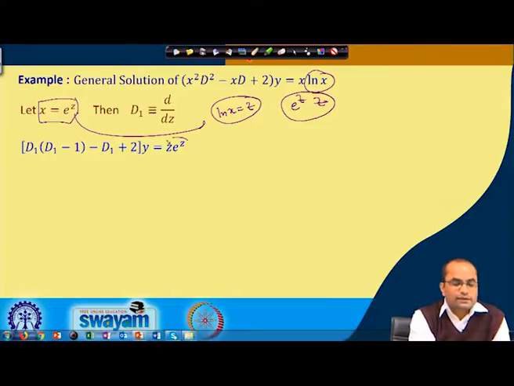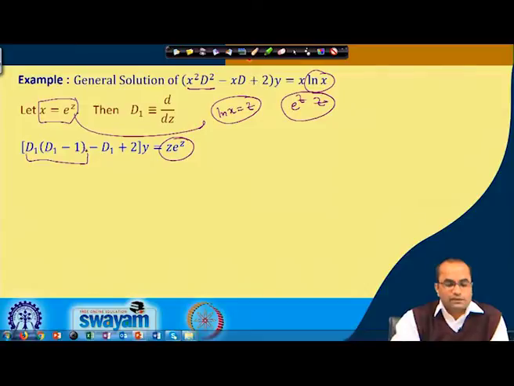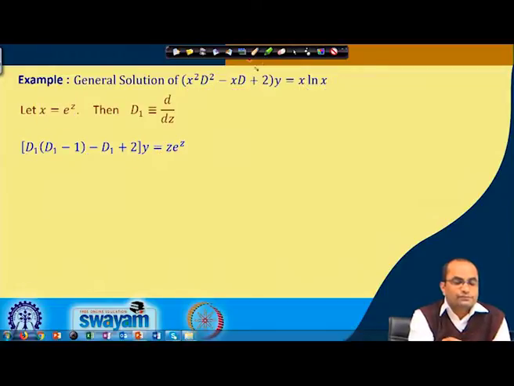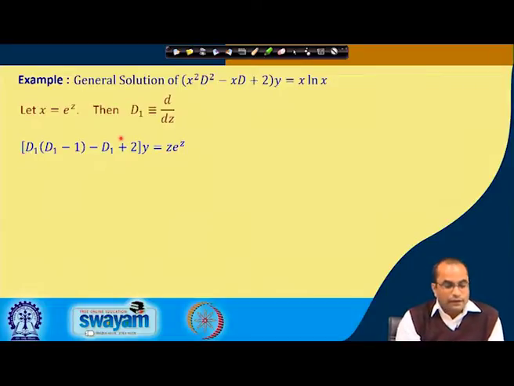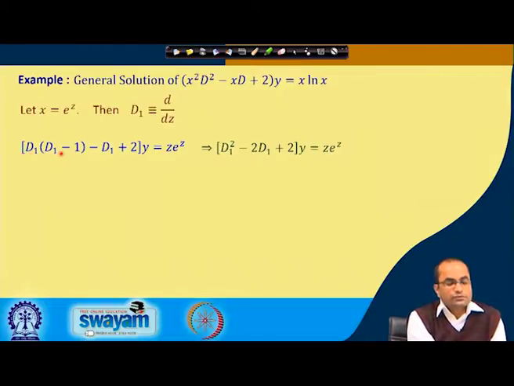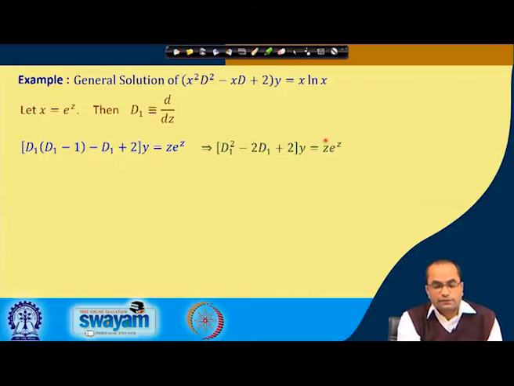So, this ln x will be replaced by z and this x will be replaced by e^z. So, that will be the right hand side here, z e^z, and the operator with x² D², we have now the new operator D₁(D₁ − 1), and with this x D we have D₁, and plus 2. So, our new equation, which is in terms of z now, is given here, and now we can simplify this. It is D₁² − D₁ and this − D₁, so (D₁² − 2D₁ + 2) operated on y gives us z e^z.